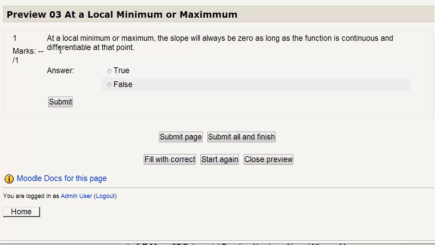Now we've reformed our statement a little bit, and let's see if this is good enough to meet all of the criteria for a local minimum or maximum. At a local minimum or maximum, the slope will always be 0 as long as the function is continuous and differentiable at that point. Is that true or is that false?